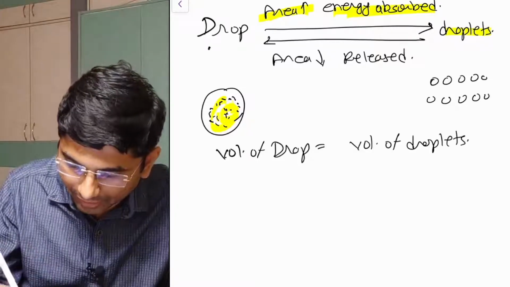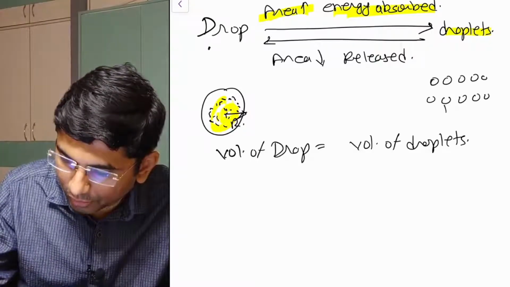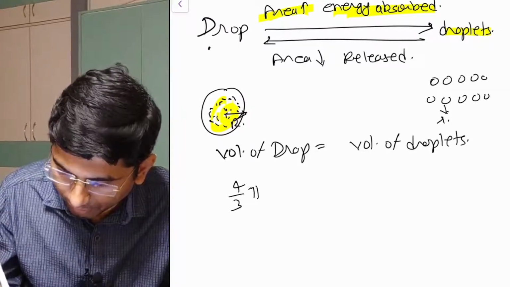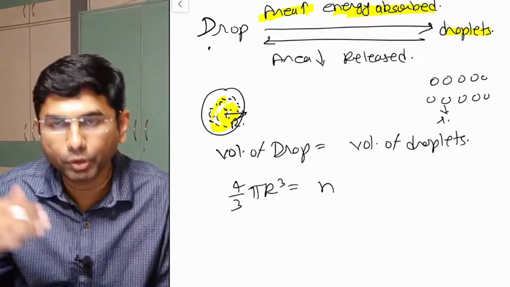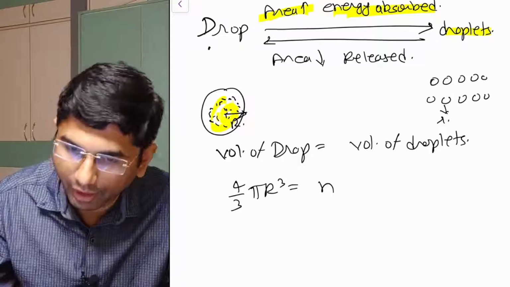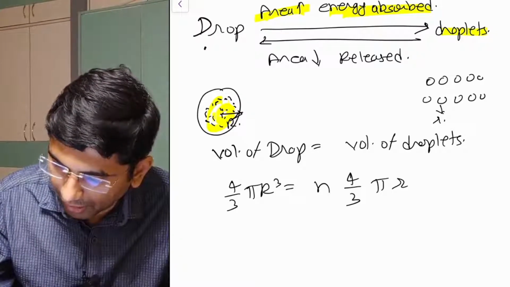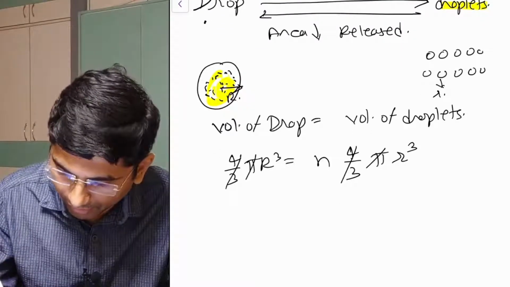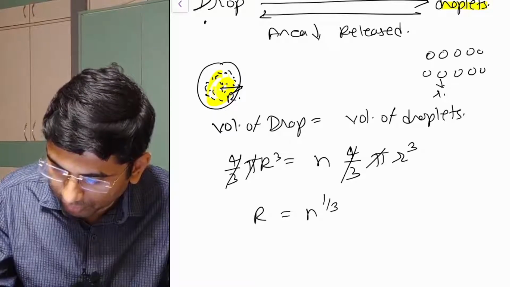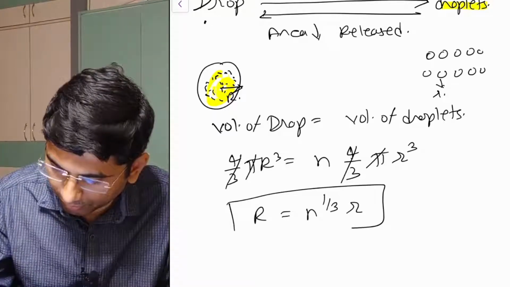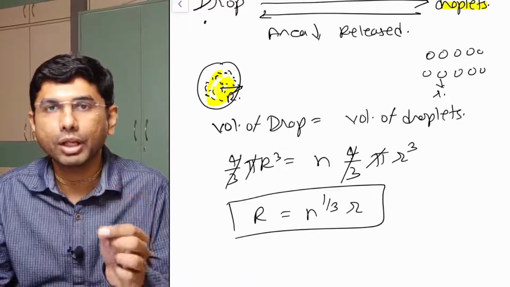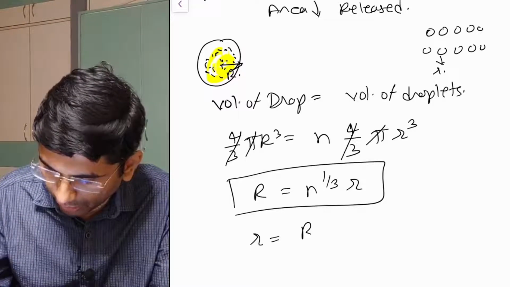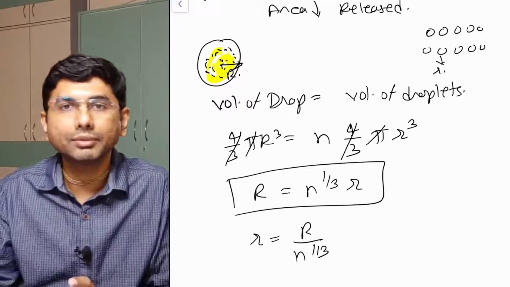Now if I consider the radius of the drop as R and the radius of the droplet as small r, then the total volume is 4 by 3 pi R cube is equal to n times, if it is formed into n number of droplets, n into 4 by 3 pi small r cube. The 4 by 3 pi is going to get cancelled. Therefore R is equal to n raised to 1 by 3 times r. I can even write it like this: small r is equal to R upon n raised to power 1 by 3. This is the relationship which I am getting in terms of radius.